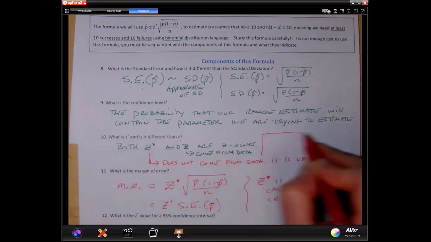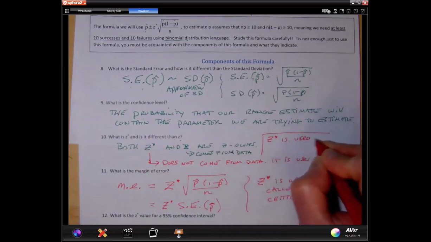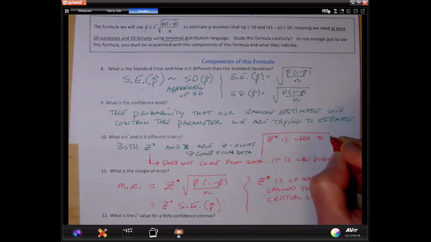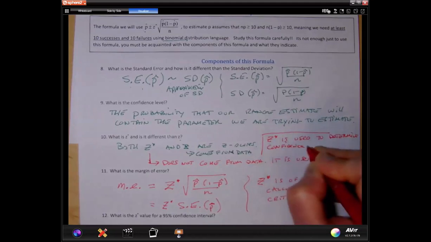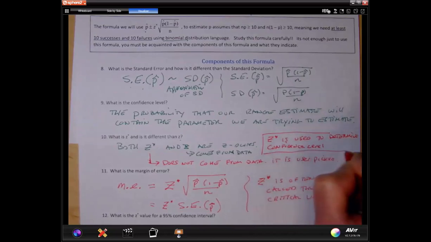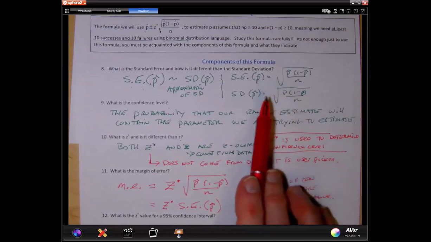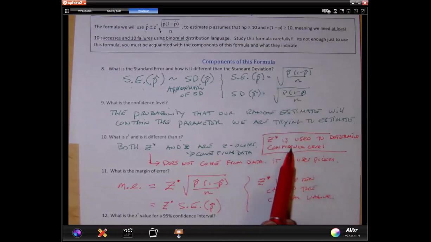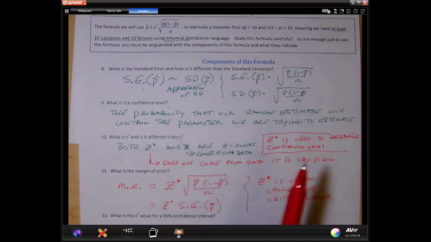So I'm going to write this down here. Z star is used to determine confidence level. And that's another thing you want to keep track of. There are different things. Standard error measures variability. This one, though, measures the likelihood that you're going to succeed, which is estimating, having a range of values that contain that parameter you're after.